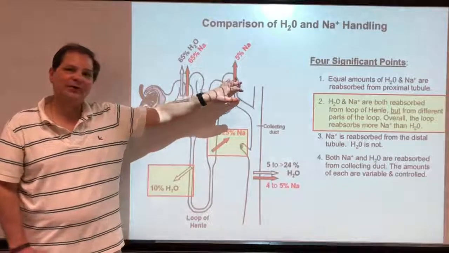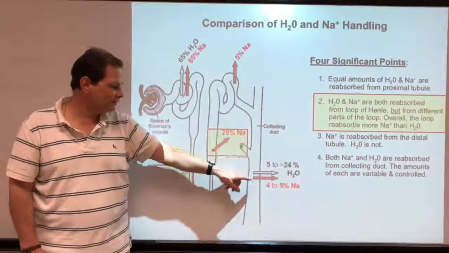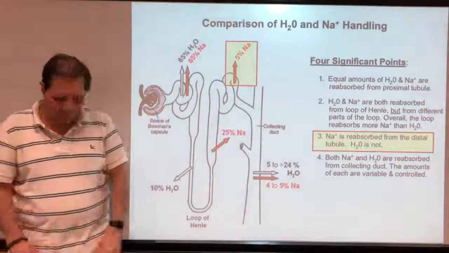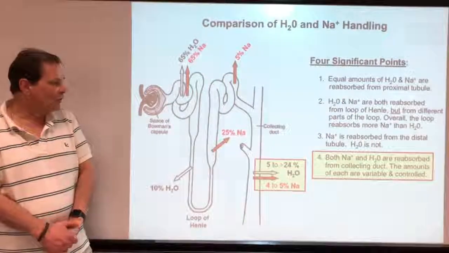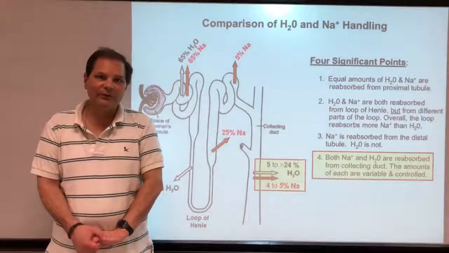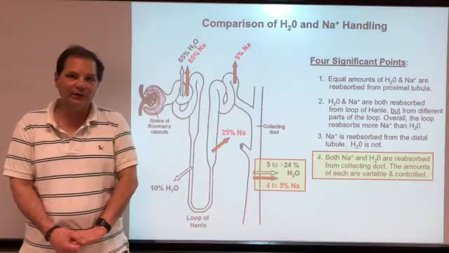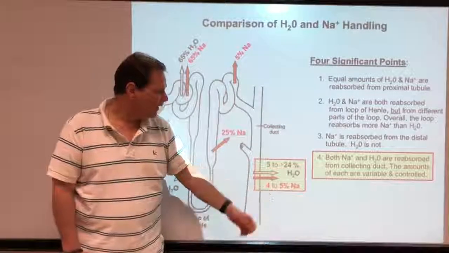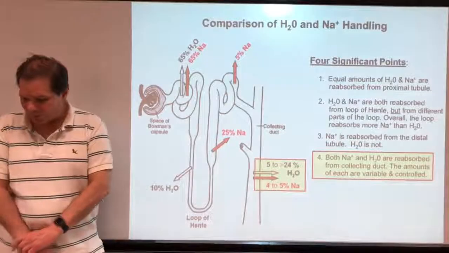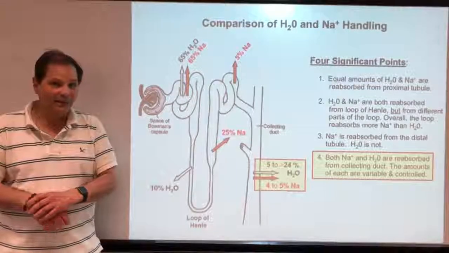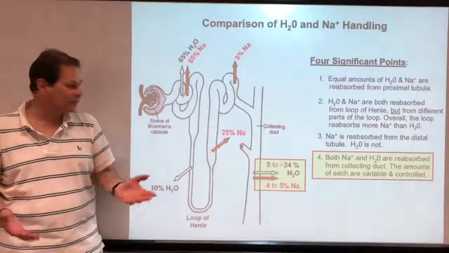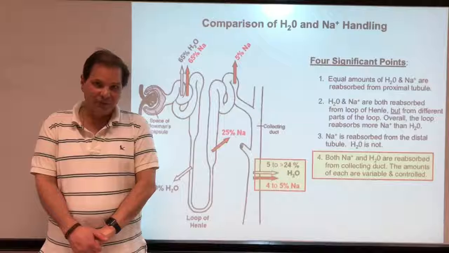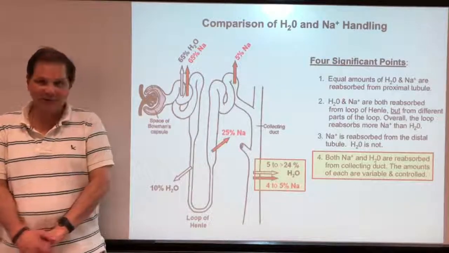You get 5% sodium transported out of the tubule in the distal convoluted tubule. It is also water impermeable, okay? And then all of the control of whether you're going to get a dilute or concentrated urine, at least physiologically, happens in the collecting duct. Here we have both sodium and water reabsorbed, but the amount reabsorbed of each is variable, and it is controlled by things like aldosterone and antidiuretic hormone in that collecting duct, okay?